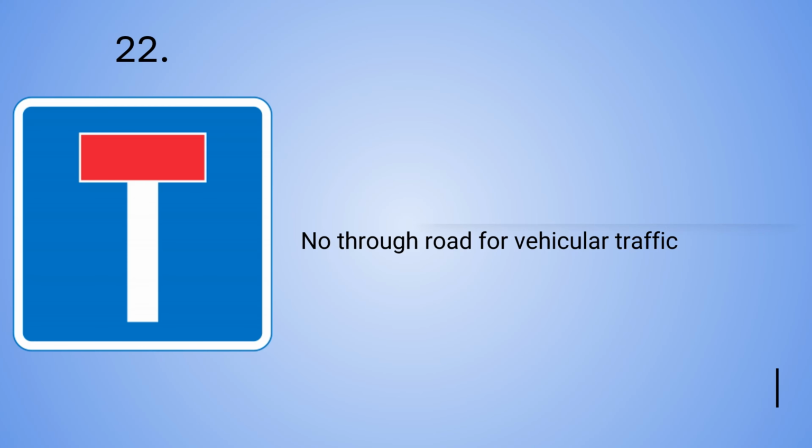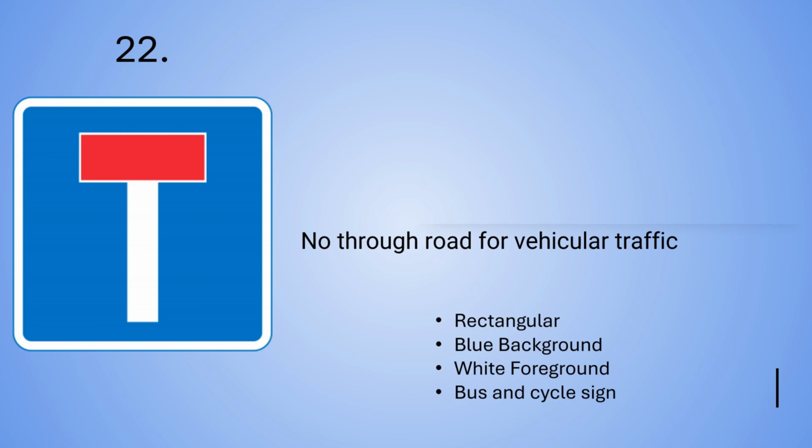Sign number 22. This sign means no through road for vehicular traffic. The sign is rectangular in shape on a blue background with a white foreground. It's a bus and cycle sign. And if we have a closer look at this sign, you can see at the top there that you've got the red line, which indicates red, you must not do, prohibition. So this means that there is no through road. So it's end of the road.